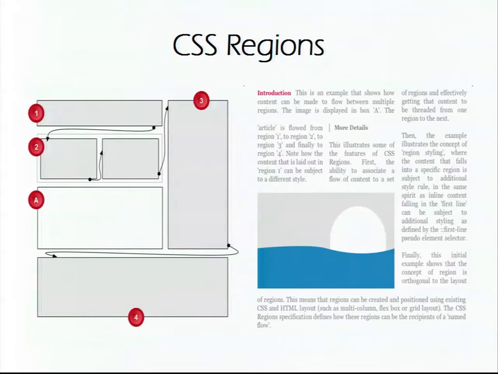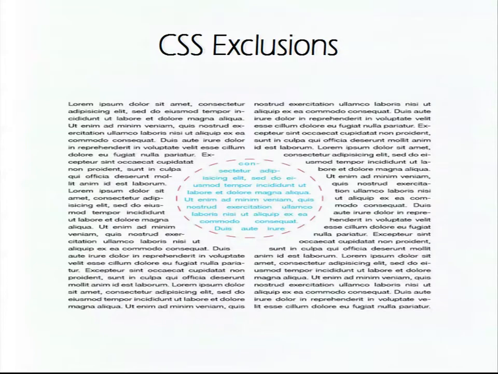So regions allows chaining boxes into a common flow, kind of like the way the columns in a multi-column element are chained together. Except they don't have to be all the same width. They don't have to be all in a row. They could be anything, and you can style them. Exclusions allows for non-rectangular containers and non-rectangular floats.